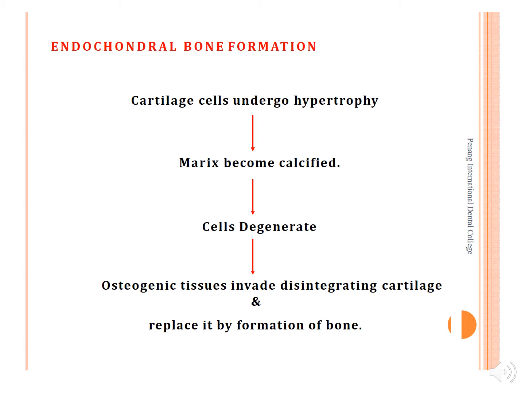In this type of osteogenesis, the bone formation is preceded by formation of a cartilaginous model that is subsequently replaced by bone. Endochondral bone formation occurs as follows. Firstly, the cartilage cells undergo hypertrophy, and then the matrix becomes calcified. Later, the cells degenerate and osteogenic tissue invades this disintegrating cartilage and replaces the cartilage by formation of bone.